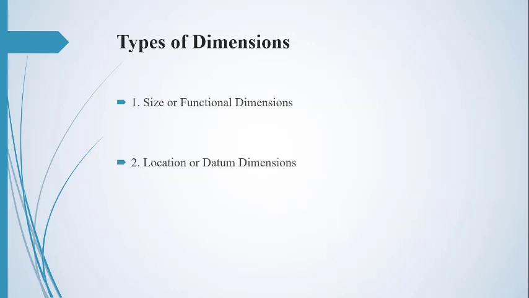Now coming towards the types of dimensions. There are two main types of dimension. The first one is size or functional dimension. The second one is location or datum dimensions. We will see each one by one, that what does a size or functional dimension mean, and the second one, that is location or datum dimensions.